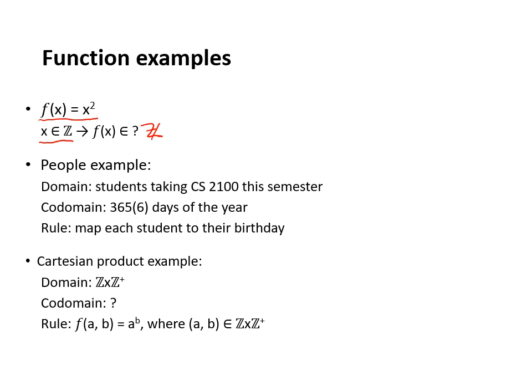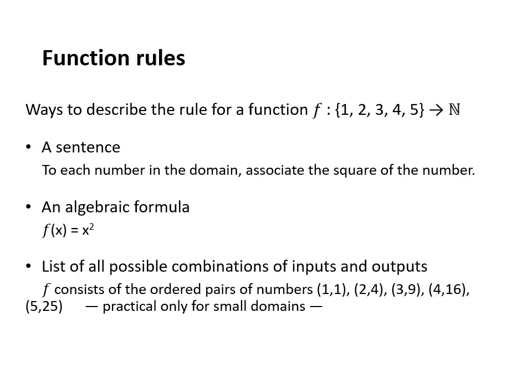Another example that uses Cartesian product: the domain is Z times Z plus. The rule is that F of a comma b is equal to a to the power b. So the codomain is also Z. And so this is just another example of a function. Okay. So how do we describe this rule that defines the function? There are a couple of different ways to do it.